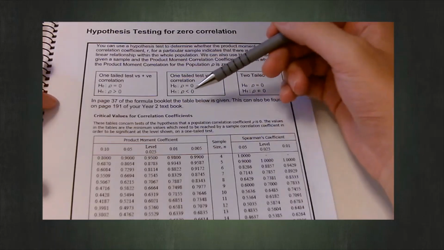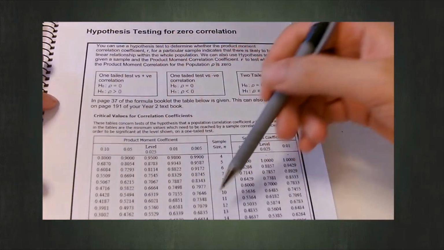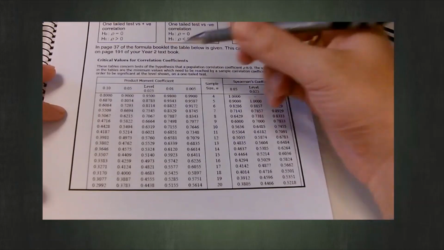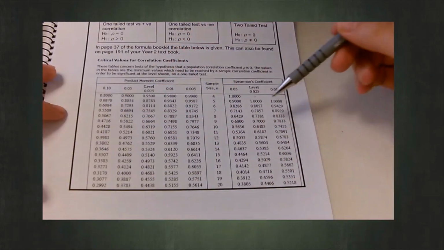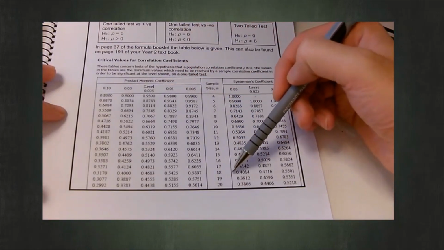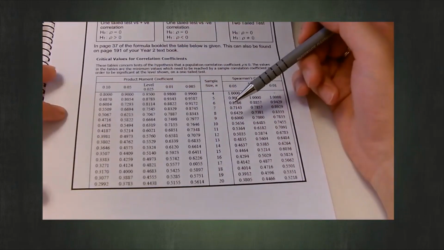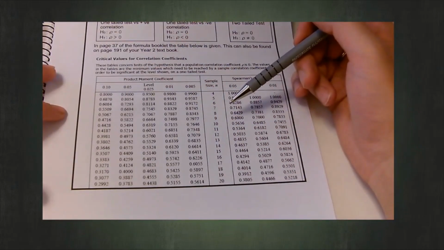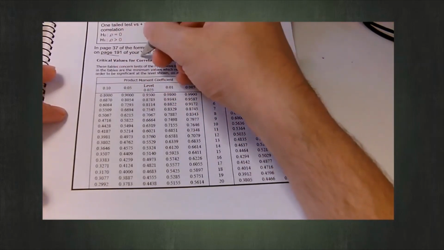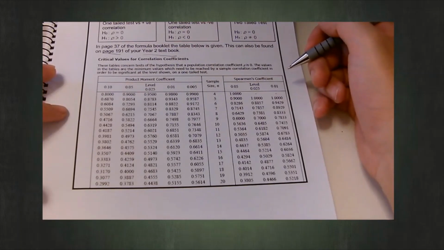Now, in the formula books, there is a table that we're going to use, and it looks like this. So page 37 of the formula book has this table. You do not need to look at Spearman's coefficient, and this is the boundary of the table that we're interested in. Now, this table is on page 37 of the formula book, but it's also on page 191 of the Year 2 textbook, so you can access this from the Year 2 textbook.